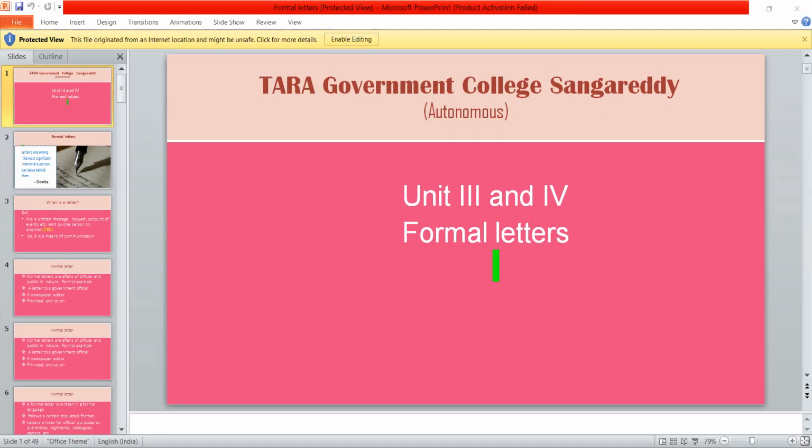Then after the complimentary close, signature is a must. Full signature and name. You need to keep your full signature, preferably in capitals. Your name should be written in capitals. Designation in the next line. If you wish, you can write the designation here. Name of the organization may be mentioned. If you wish, you can also mention the name of the organization where you are writing.